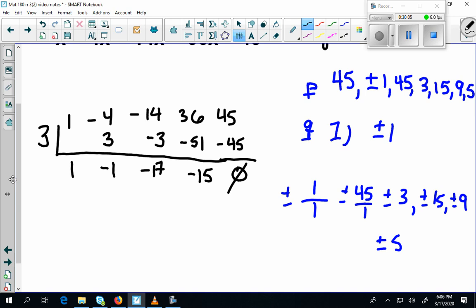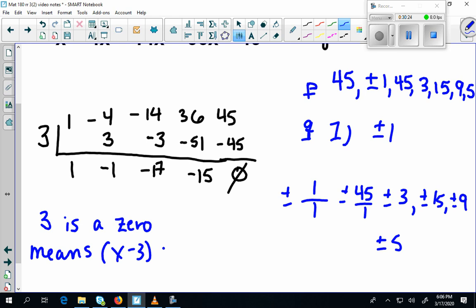So that tells me 3 is a 0, and that means the quantity of x minus 3 is a factor.